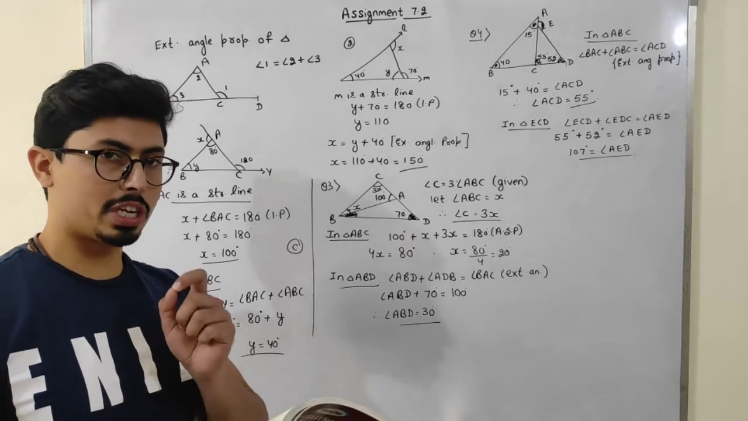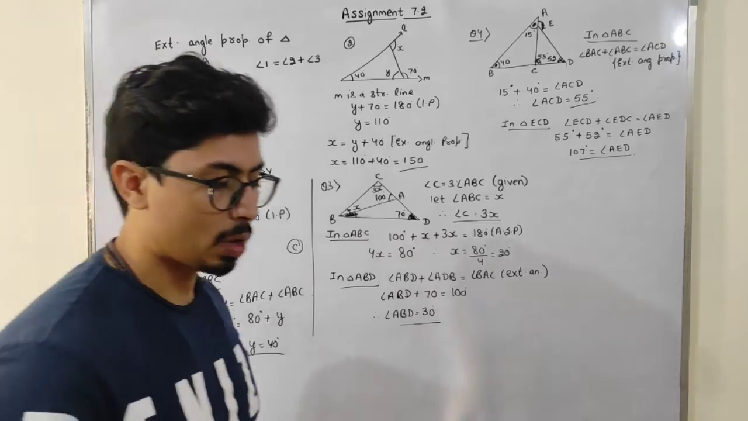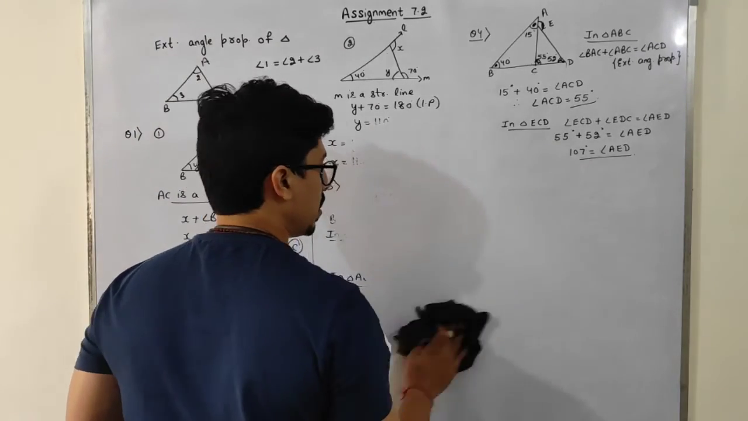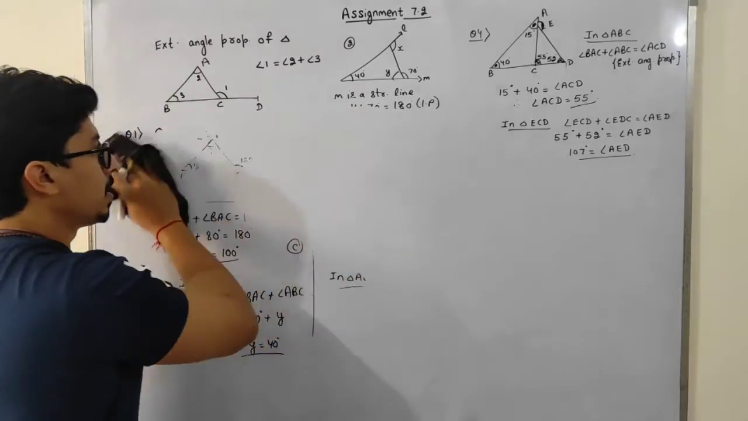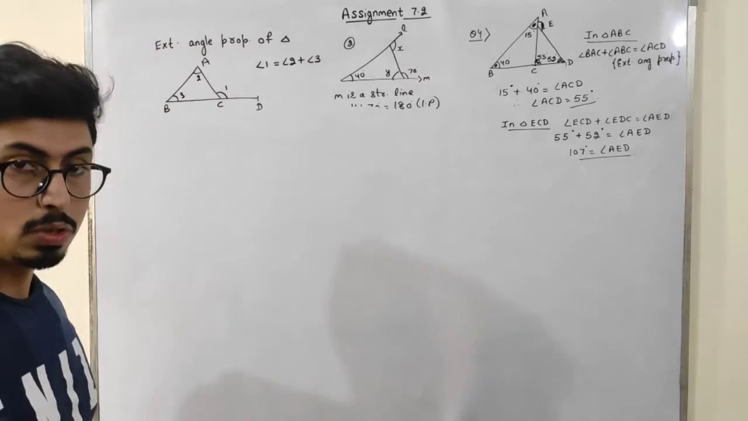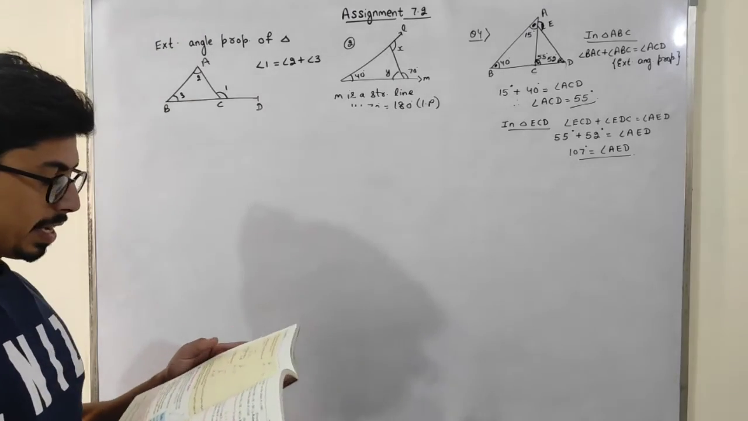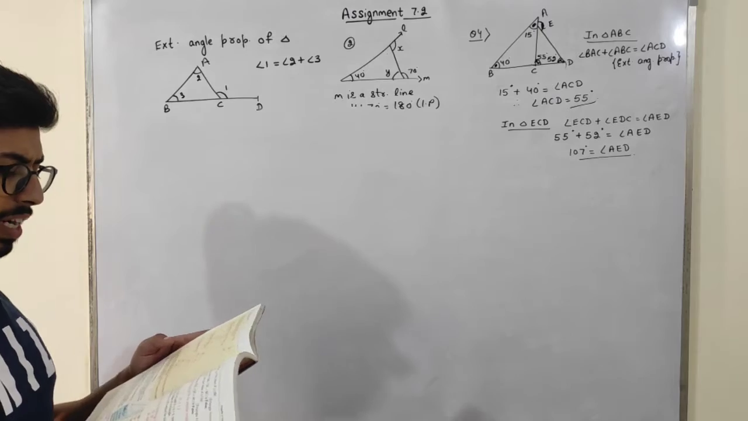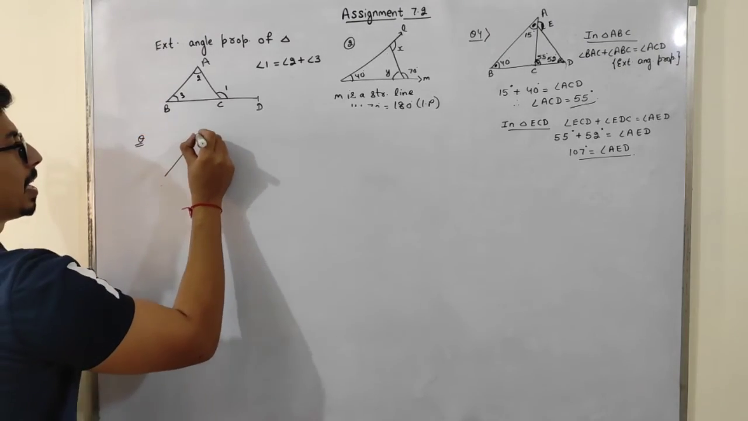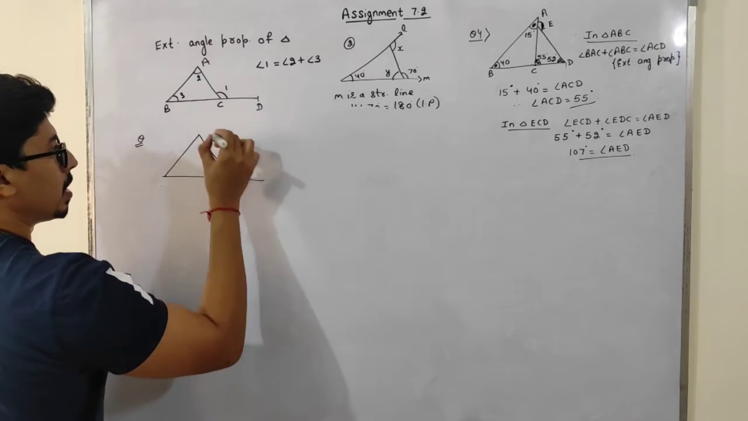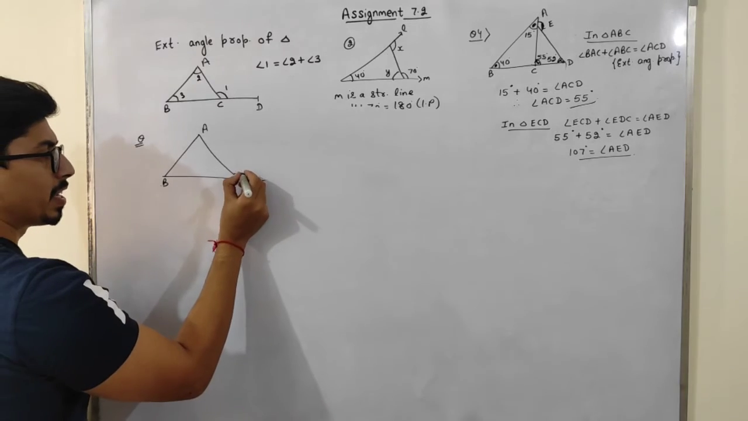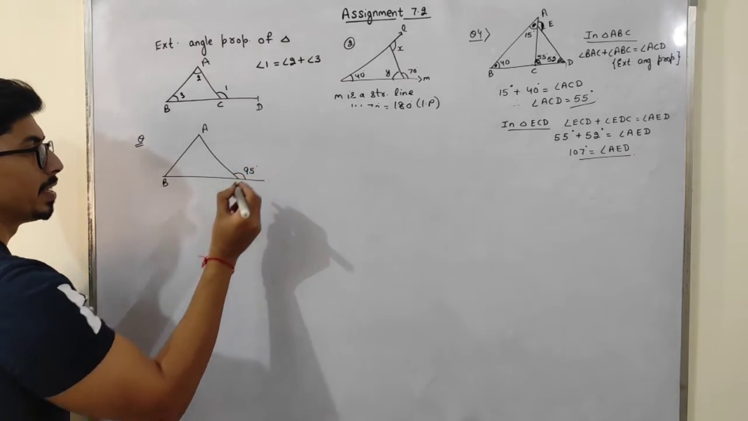Now I'm going to discuss question number 6 and 7. Okay. Now see question number 6, students. In a triangle, the exterior angle at the vertex is 95 degree. Okay. In a triangle, so let us take a triangle ABC. The exterior angle at the vertex is 95 degree. So this angle is 95 degree.